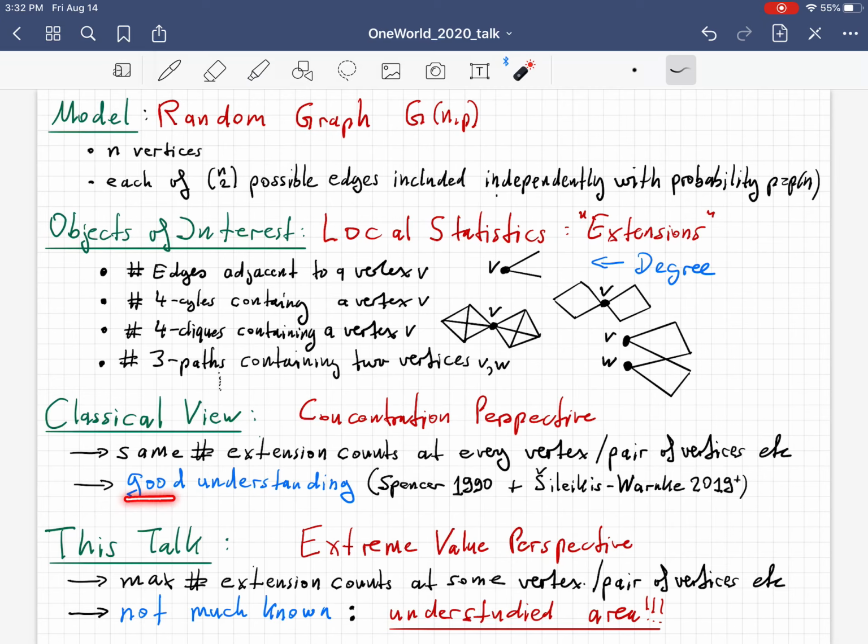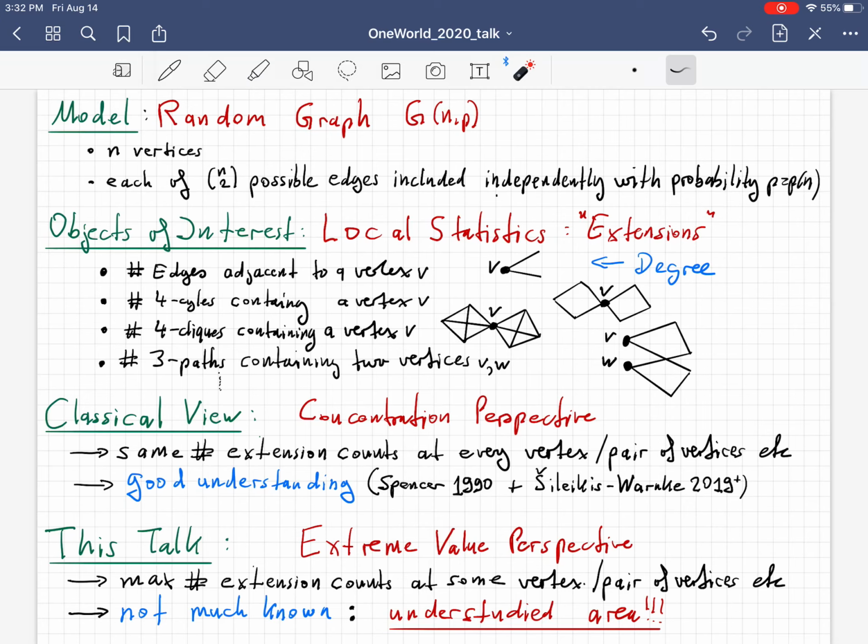And I think it's fair to say that for this kind of perspective, we nowadays have a very good understanding of what's going on. In particular, this paper by Joel Spencer from 1990 gives some very good sufficient conditions. When is it true that at every vertex I have the right number of extensions? And last year, Sileikis and myself revisited this problem and added some more details to the understanding of this problem.